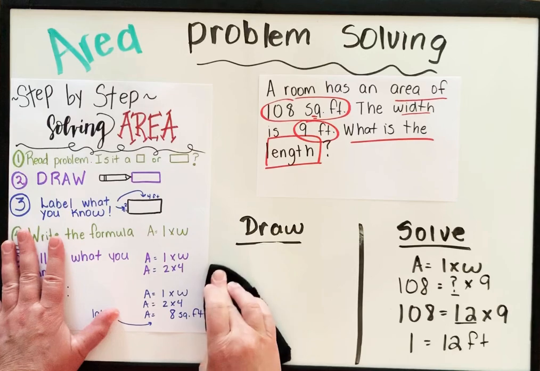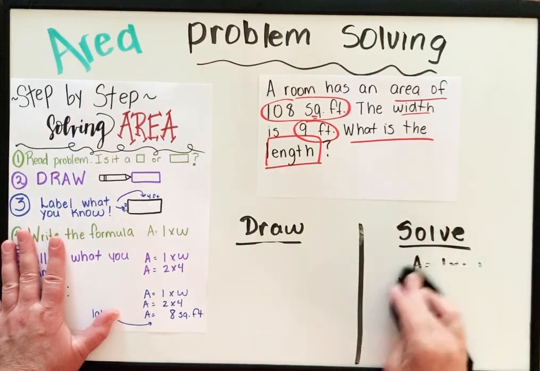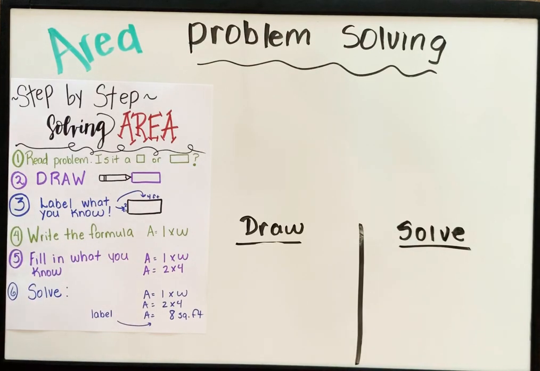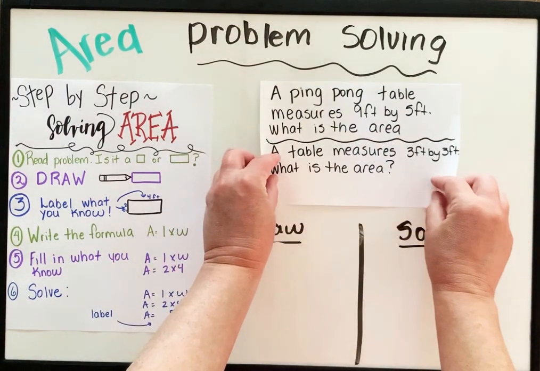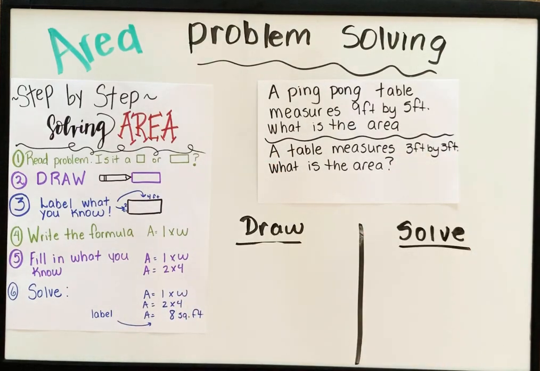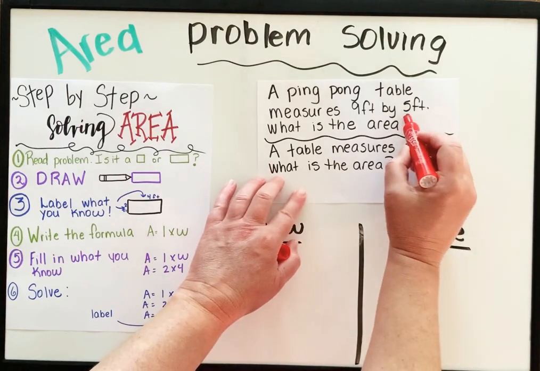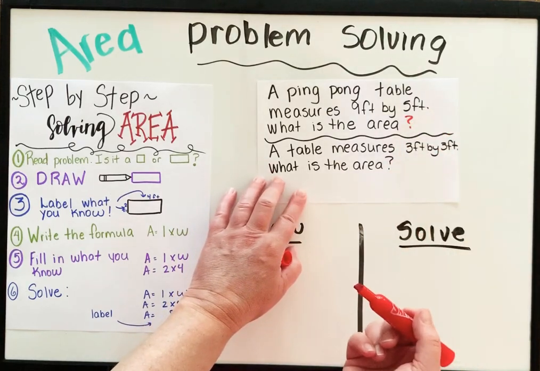Okay, let's look at 2 more examples for problem solving. Now this next one is going to have 2 examples with it, and I did it on purpose so you could kind of see something a little bit different. Let's look at each type. First one says, a ping pong table measures 9 feet by 5 feet. What is the area?